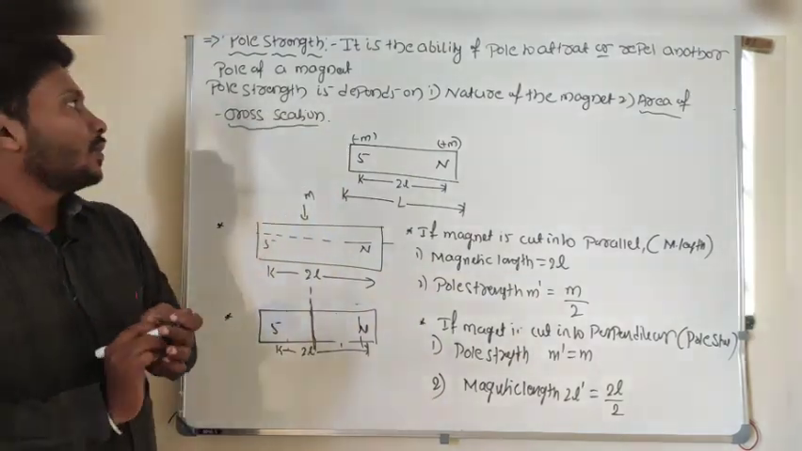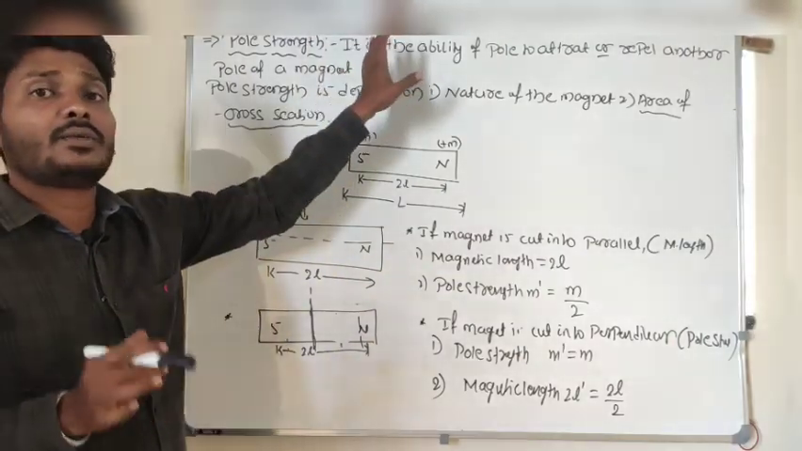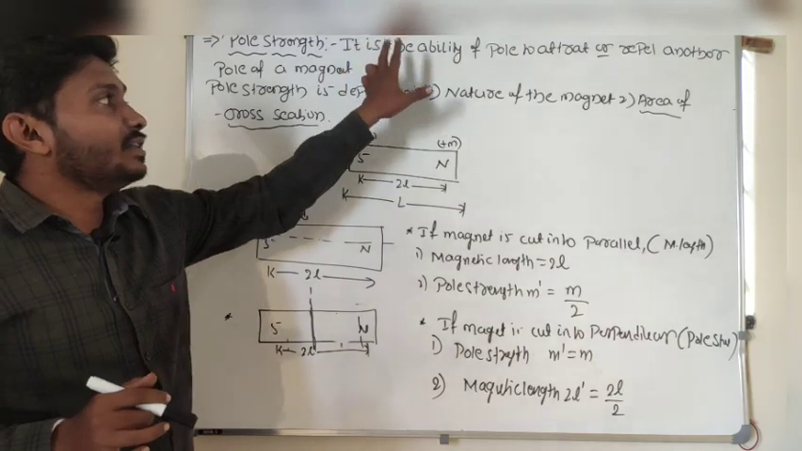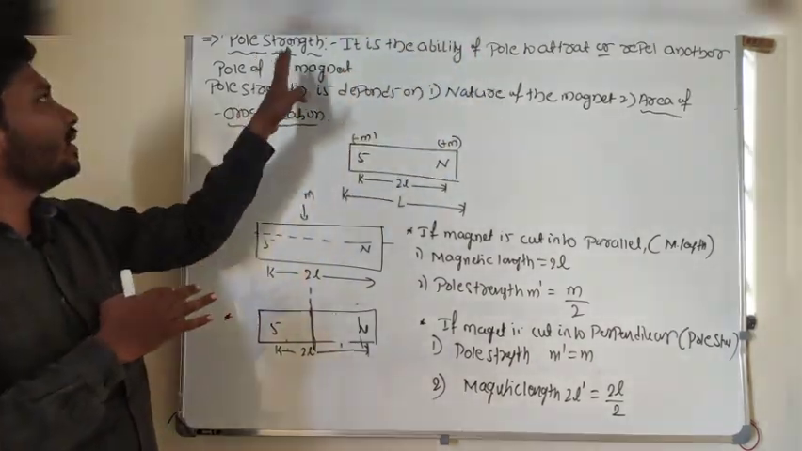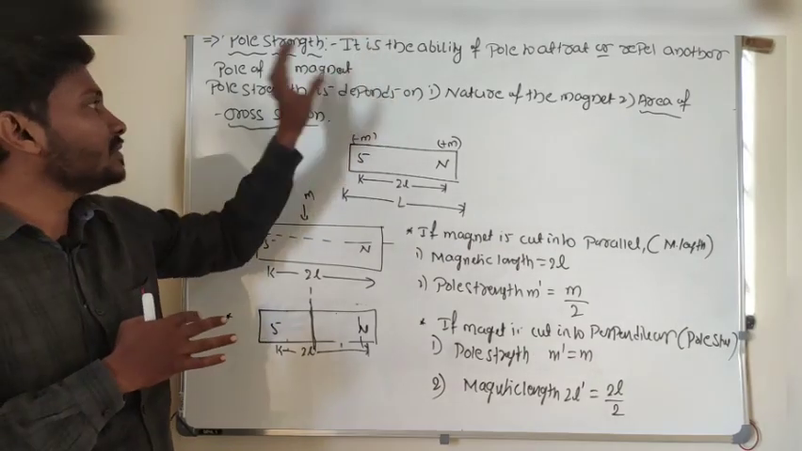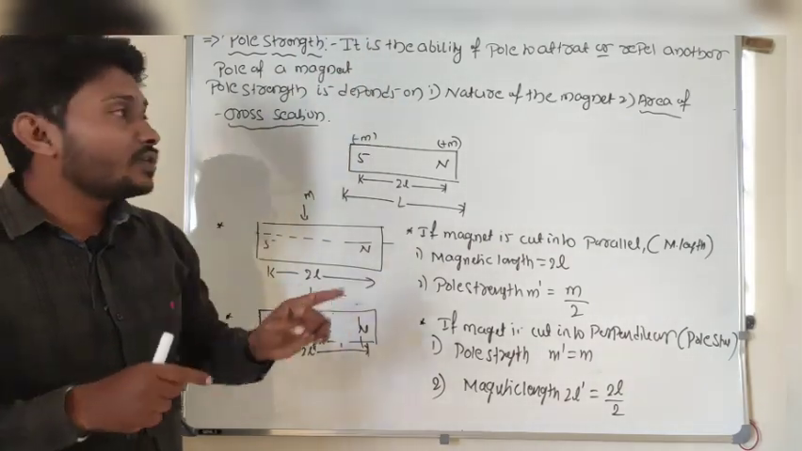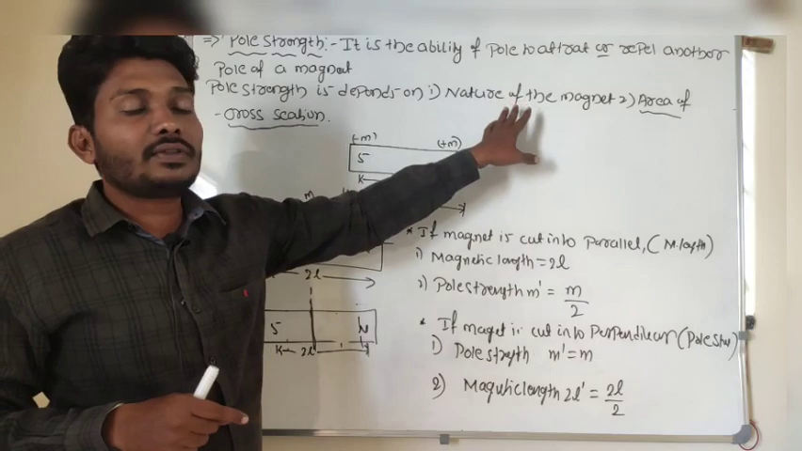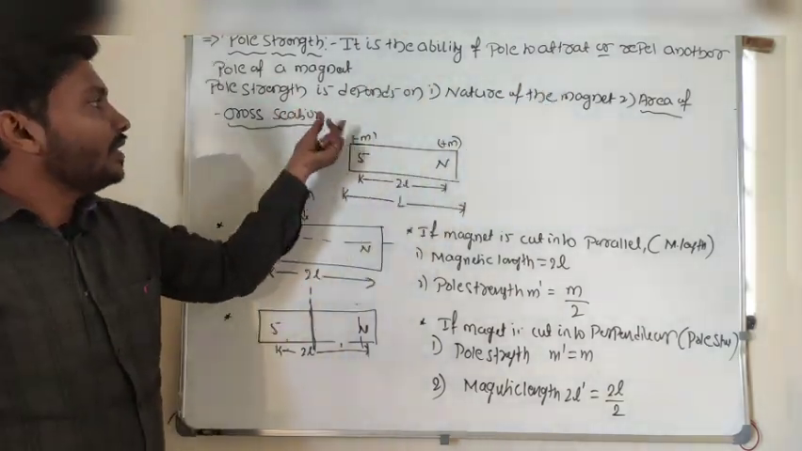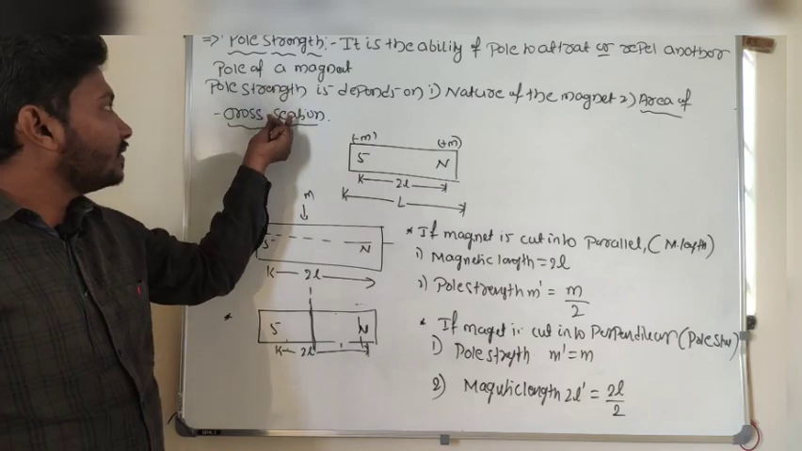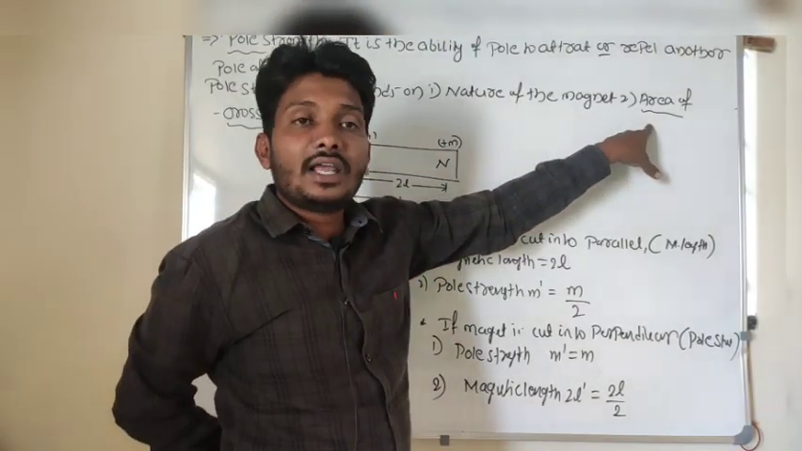Look at here, we are in the discussion of pole strength. What is the meaning of pole strength here? It is the ability of the pole to attract or repel another pole of the magnet. We can call it pole strength. That pole strength depends upon the nature of the magnet as well as the area of cross section of the magnet.